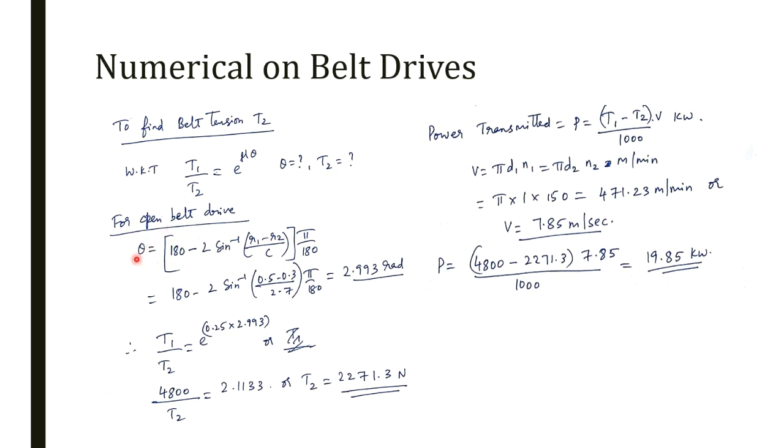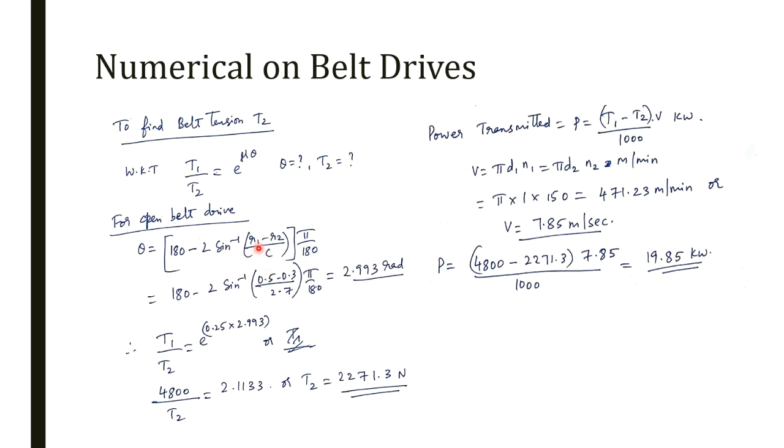For open belt drive, angle of contact is equal to 180 minus 2 sine inverse (R1 minus R2) by C into pi by 180. If it is for a cross belt drive, your theta will be 180 plus 2 sine inverse (R1 plus R2) by C into pi by 180. So for cross belt drive, both are positive. For open belt drive, both are negative.